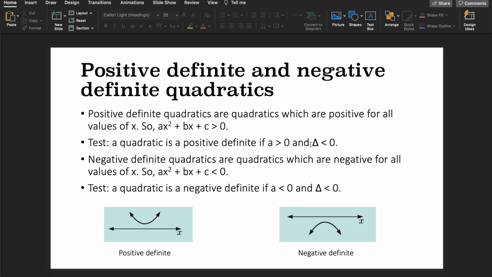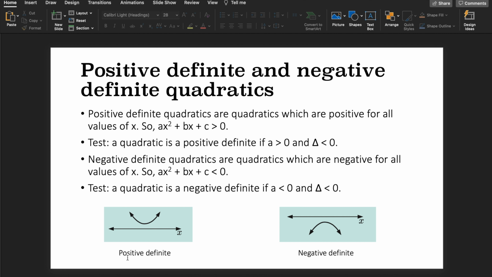And similarly, negative definite quadratics are quadratics which are negative for all values of x. So therefore ax squared plus bx plus c would be less than 0. Similar to the positive definite quadratics, you could do a test to see if it's negative definite. All you need to do is check if a is less than 0. If a is less than 0, we know that it's a downward opening parabola. And the discriminant must be less than 0, meaning it should not have any real roots. And yeah, this is the condition for a negative definite.